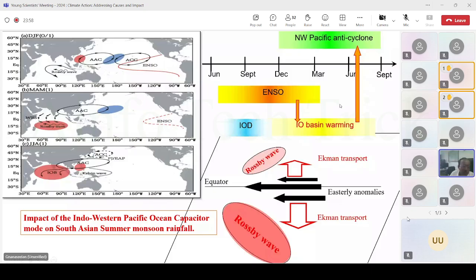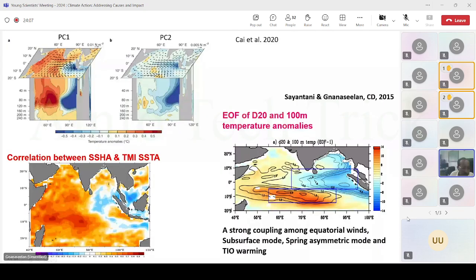And what is more important is, if you look at the PC, this is the SON PC, the September, October, November SST EOF, and if you regress the PC, you can see the strong winds and SST cooling here and warming here. And this is the picture of the ocean from the surface up to 200 or 250 meters. You can see around 100 meters, you will see strong warming in the west and strong cooling in the east. So this is the typical pattern.